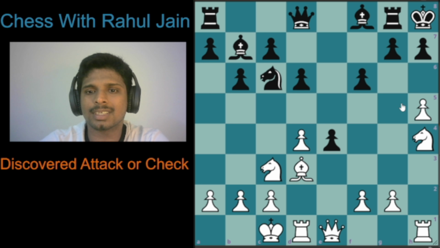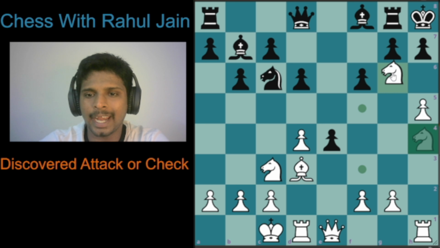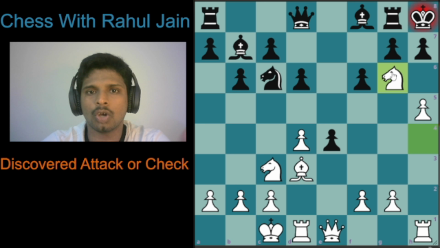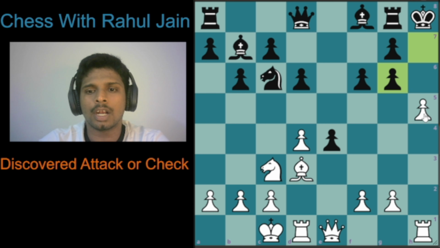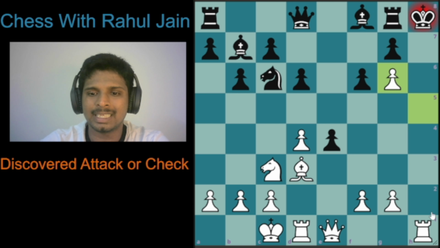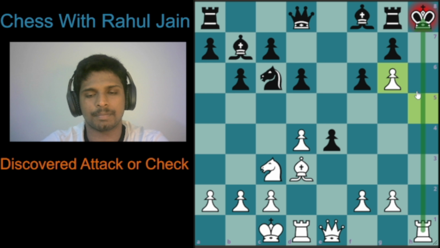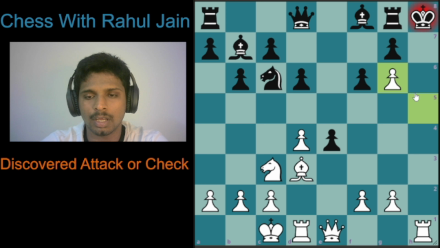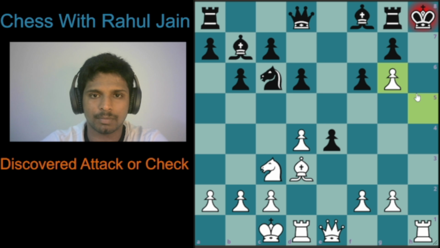This is an example of discovered check, that is knight to g6. Knight to g6 is not a discovered check, but after knight g6, the black has no moves here. Black has to take. Now when we take with the pawn, this is a discovered check. Also it's a checkmate. It's a discovered checkmate.